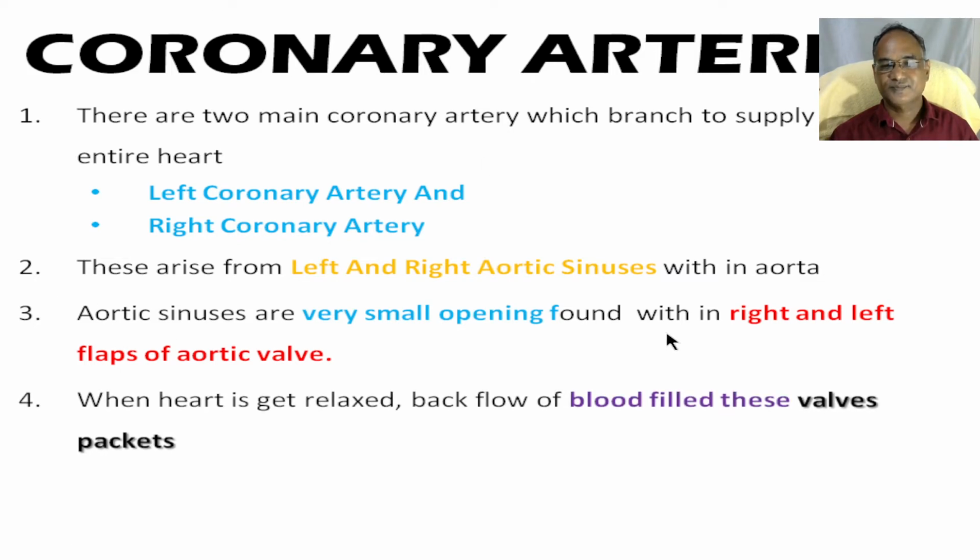Blood fills these pockets when the aortic valve is closed, and then there is a blockage. So there is remaining blood in the main aortic artery, and that blood can be redirected through the left and right coronary arteries.